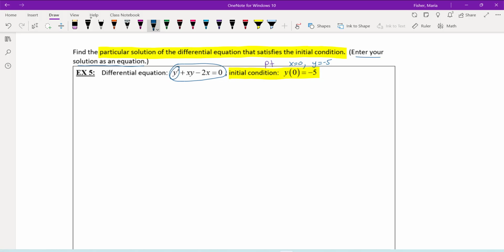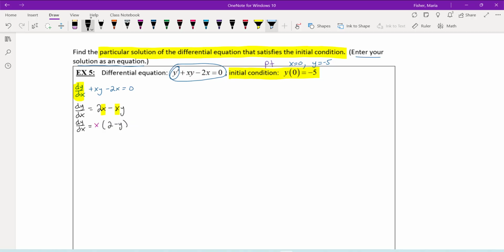Instead of y prime, I write dy dx plus xy minus 2x is equal to 0. Well, I want to isolate dy dx. I want to get this all alone on one side of the equal sign. So I'm going to move the other two terms over to the right-hand side. So I get dy over dx is going to equal positive 2x minus xy. Now notice both of these terms have an x in them, so we're going to go ahead and factor out an x from those two terms. dy over dx is equal to x times 2 minus y.